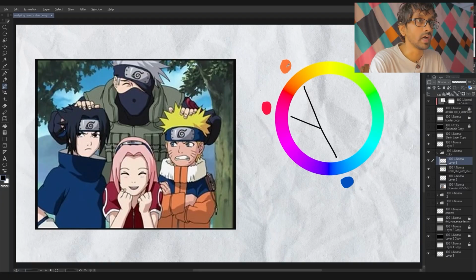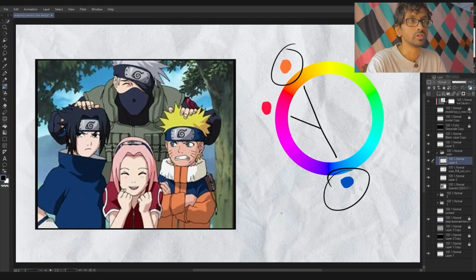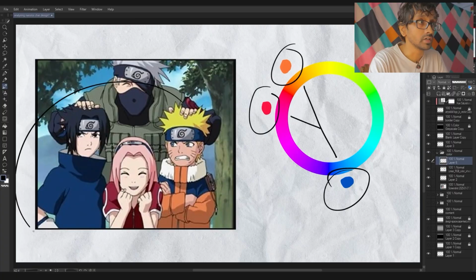split complementary color scheme. So Naruto has this bright orange color scheme, and Sasuke has this blue color scheme or darker color scheme. Okay, so they are opposite to each other, but Sakura falls in between, as if she's holding both of them together. Okay, she's bringing both of them together. So that is the meaning in their colors.